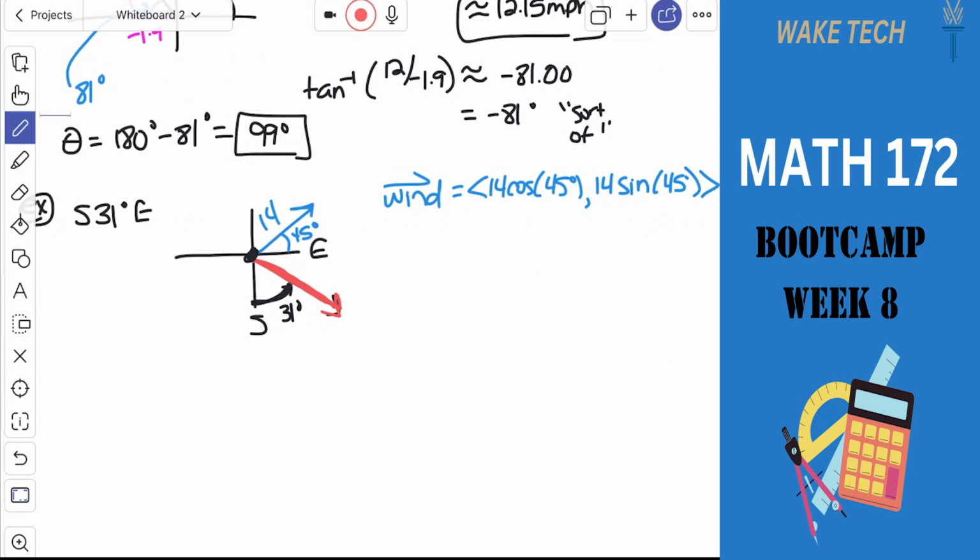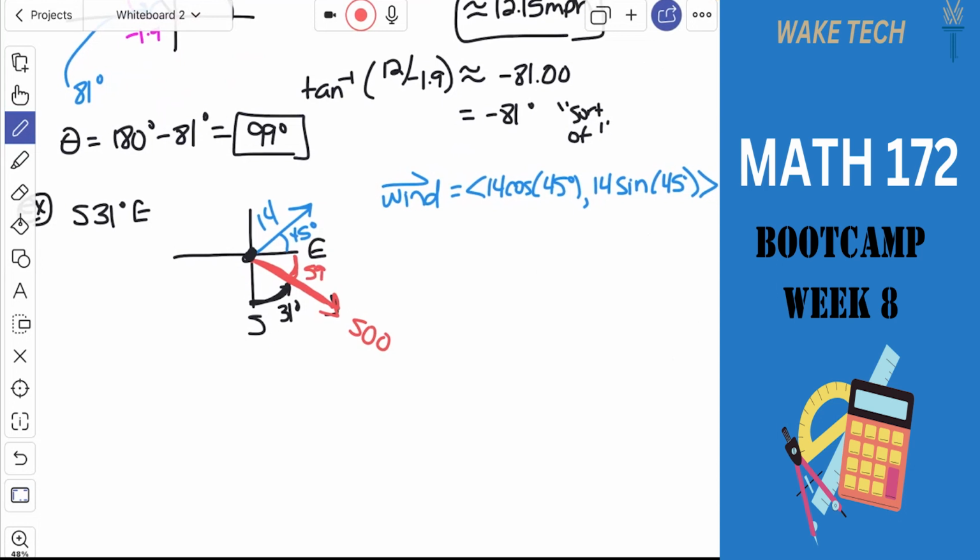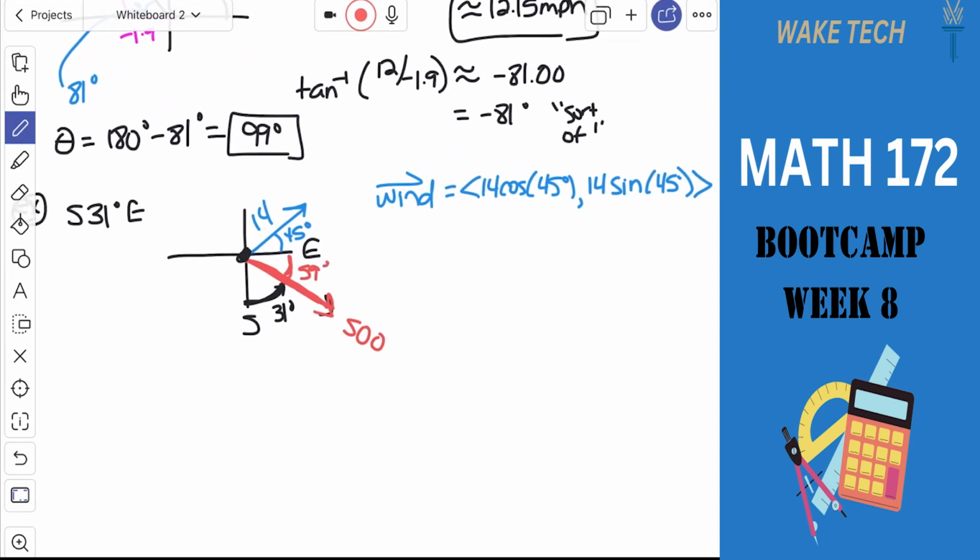The vector for the plane, for the actual speed of the plane, is going at 500 miles per hour. I'm going to write that down here so the picture doesn't get too cluttered. I didn't draw a very large picture. But what we need is the reference angle here, the angle between the vector and the x-axis. Since the bottom angle, the black one there, is 31 degrees, that tells us that the reference angle is 59 degrees.